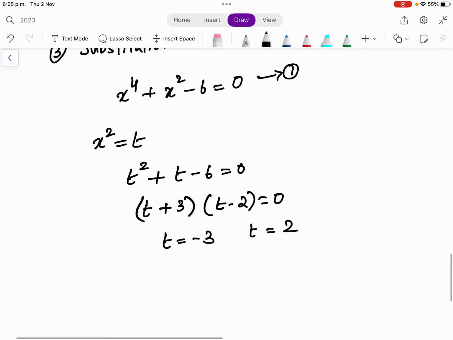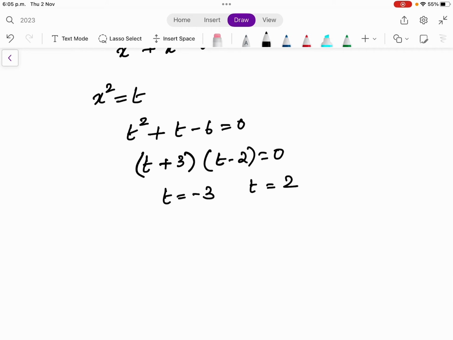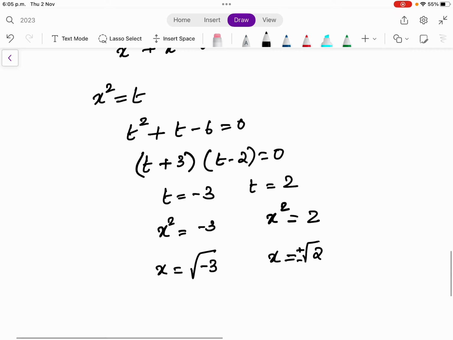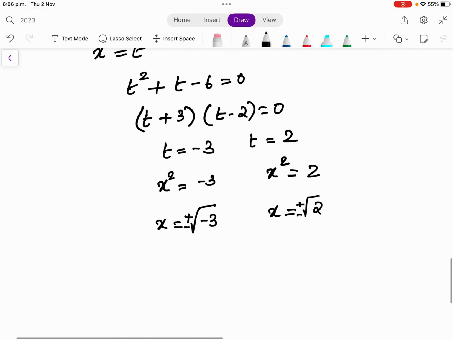Okay, now this is not yet over. t means it is x square, so I can put it as x square equal to -3 and x square is equal to 2. So then x is equal to square root of -3, and here x is equal to square root of 2. Square root of 2 in the sense it is plus or minus root 2, and here it is plus or minus square root of 3.